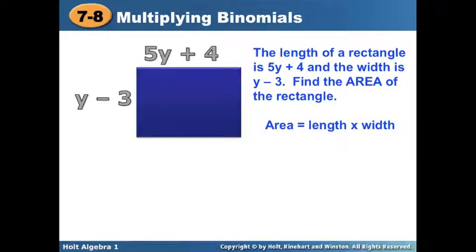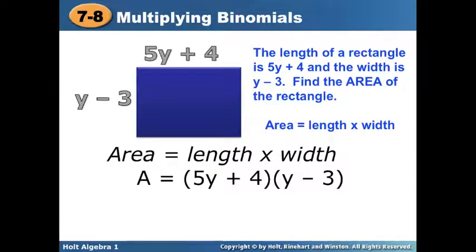The length of a rectangle is 5y plus 4, with a width y minus 3. Find the area of the rectangle. You may need to copy the formula area equals length times width. It told us that the length was 5y plus 4 and the width was y minus 3. So substitute those into the area formula. So A equals 5y plus 4 times y minus 3. This will be our example number 3.